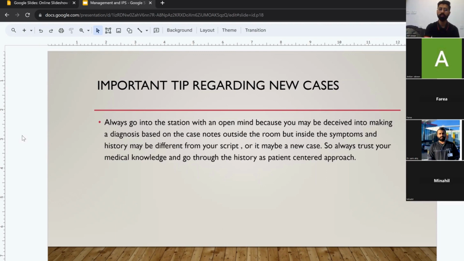And sometimes even if the diagnosis is the same as what you thought outside the session, the patient's concerns and expectations are different. So you have to go with those things. You have to ask the patient what concerns them, what they are expecting, and you have to address that, because those are the points that will make you pass the session, and those are the points that will get you good marks in those sessions.